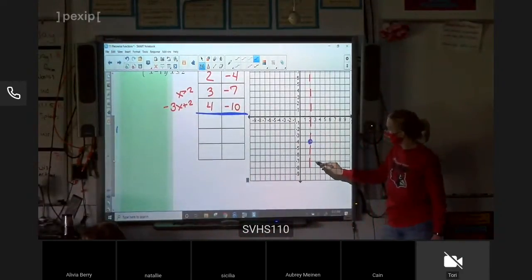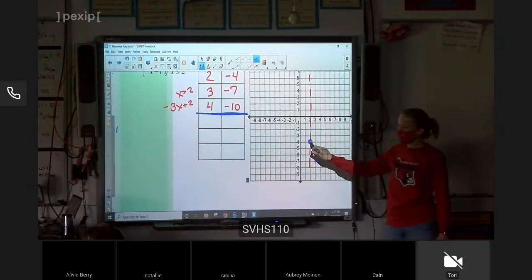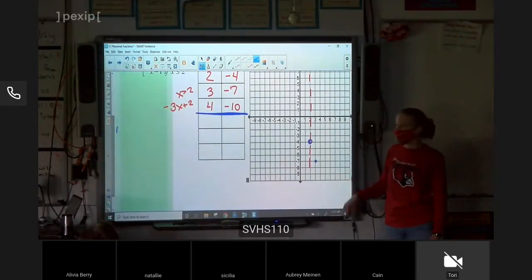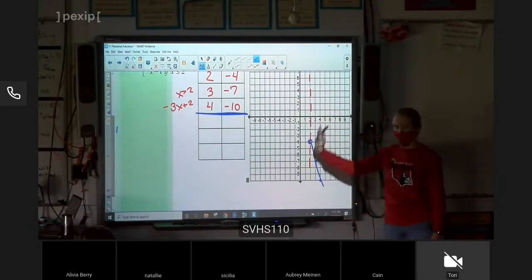Let's see here. I had 3, -7. So these are included because this is in fact greater than 2. So I'm going to use a closed circle here. I only need an open circle on that asymptote because it said it was only greater than 2. Then I have my 4, -10. So my line would extend this way. Would I continue it to the other side of the asymptote? No, because the asymptote is kind of my dividing line.